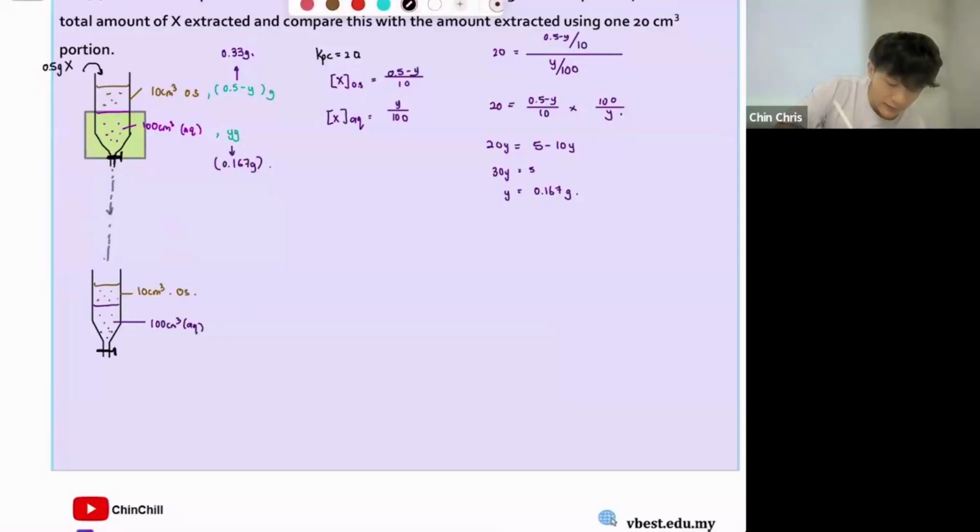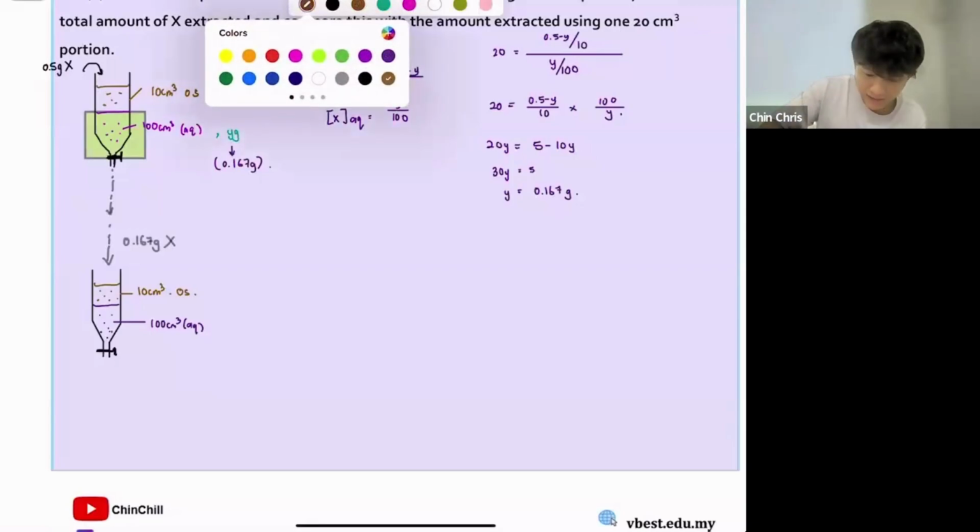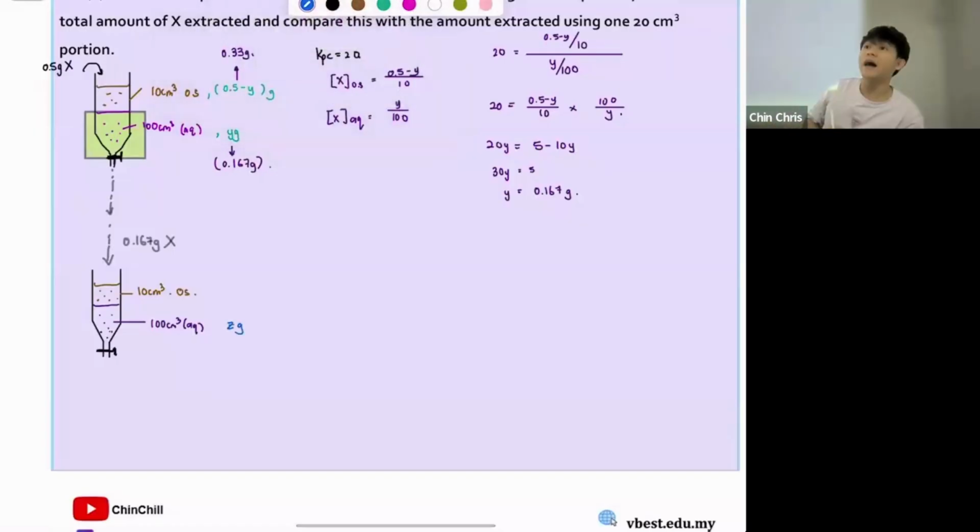All right, so guys, basically, how much X is added this time? Can anyone tell me? 0.167 gram of X is added. Clear? Okay, guys, let's do the same, but this time, instead of using Y, we use Z. So let's say this is Z gram of X. This will be 0.167 minus Z gram of X. Go, double extraction. Go KPC again.